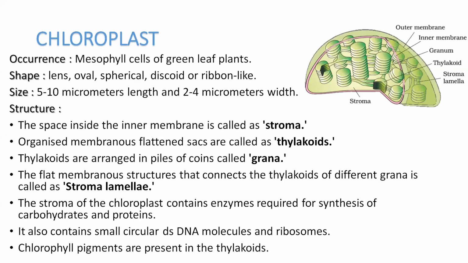If anyone wants to write notes, you can write them down. Here you can add 2 points. One is that it is called the kitchen of the cell because it prepares the food materials, and the other point is that it is a self-duplicating cell organelle because it contains DNA and ribosomes, which are required by it for the process of fission.